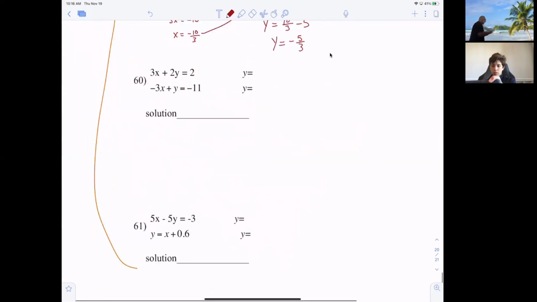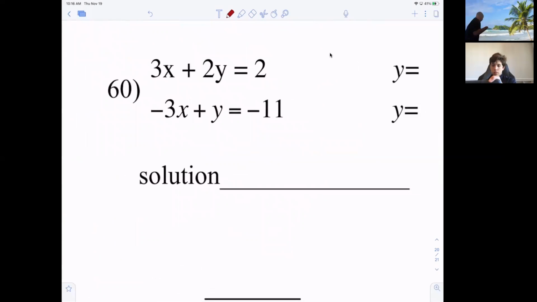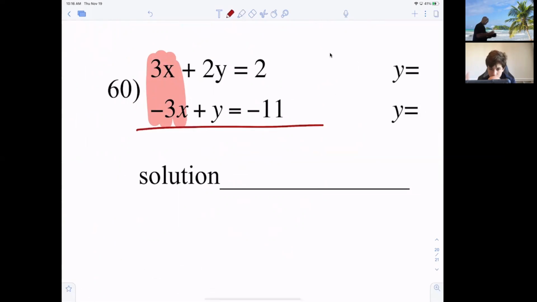All right, now let's look at 60. Now, this one is just a straight what? Addition. Because you're supposed to recognize right off the bat the 3x and the -3x do what? Cancel out. So here we go. Just adding them together. So I have what? 3y equals -9. So y equals what? So y equals -3.